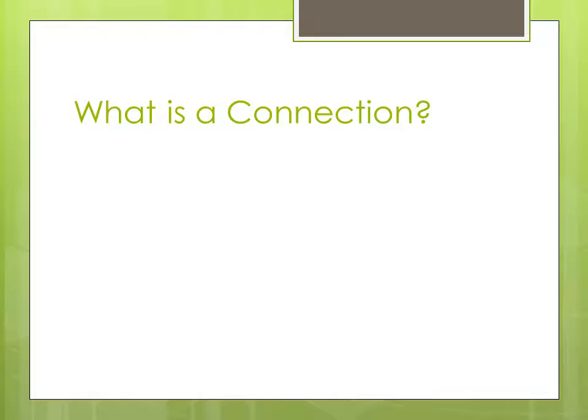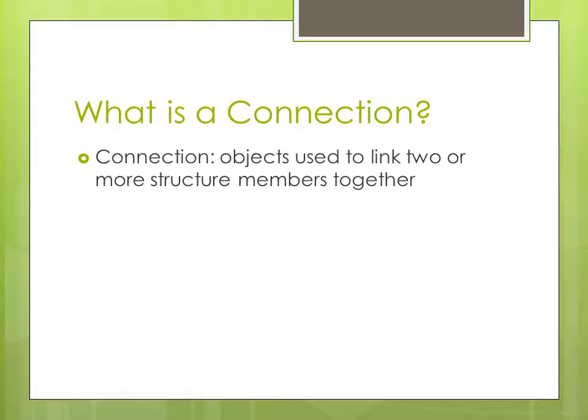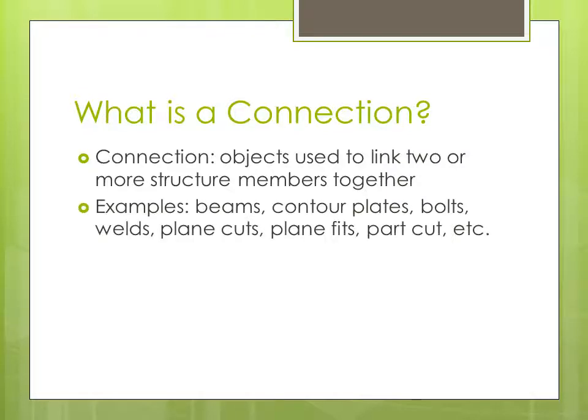Well, what is a connection? A connection, as we mentioned here, means a group of objects used to link two or more structure members together, or transfer the load from one member to another in structural steel modeling. A connection is an assembly of multiple elements which links two structure members together. These elements include beams, contour plates, bolts, welds, plane cuts, plane fits, and part cuts.